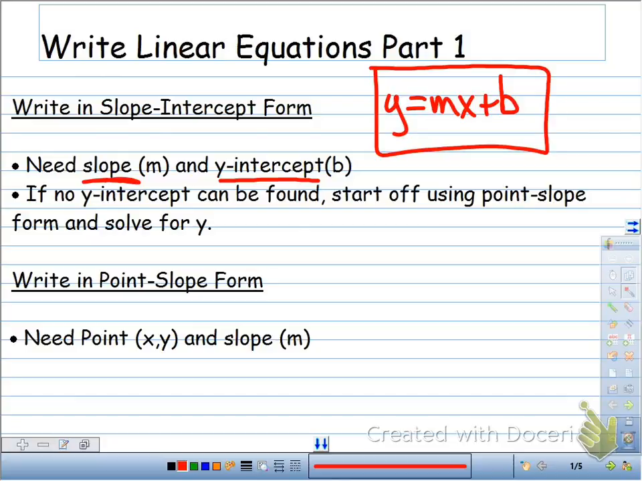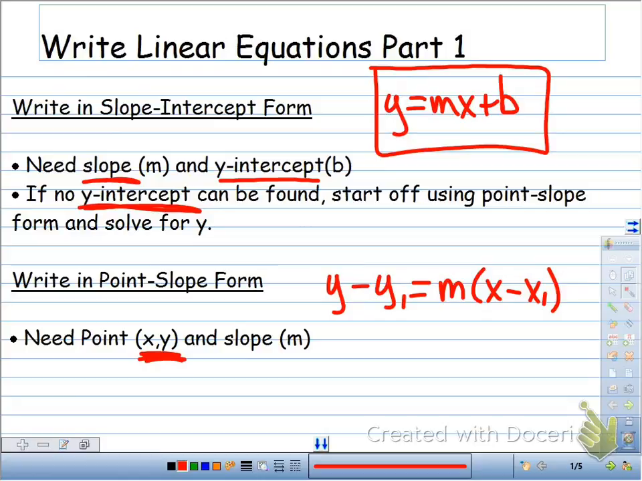Understand, if you are not able to get your y-intercept, if you can't find that at all, you're going to have to start off using a different format. You're going to have to start off with point-slope form, and then we can solve for y. The other format we have today is point-slope form, which is y minus y1 equals m parentheses x minus x1. In order to use this, you need a point, x comma y, usually x1, y1, and we need our slope, m.